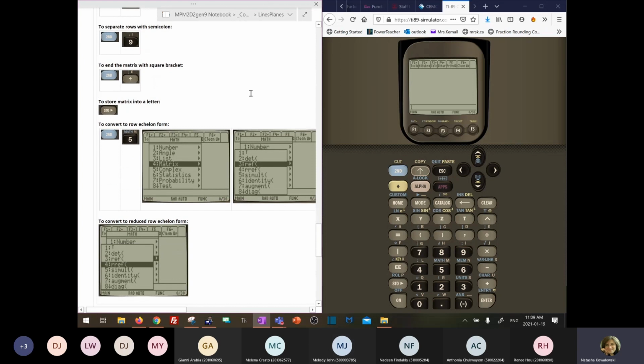So hang on a second, let me think. Convert it to row echelon form. I'll talk about that later.